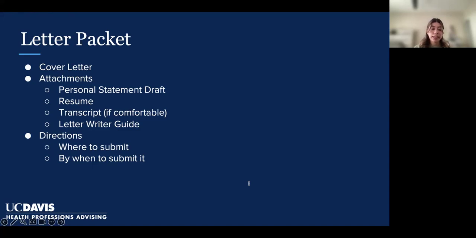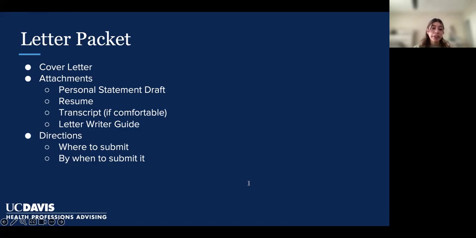Apart from all of the attachments, include directions. For example, where do they submit this letter of recommendation? By when do they have to submit this letter of recommendation? Where to submit it, that could be Interfolio, which is actually in the next slide.